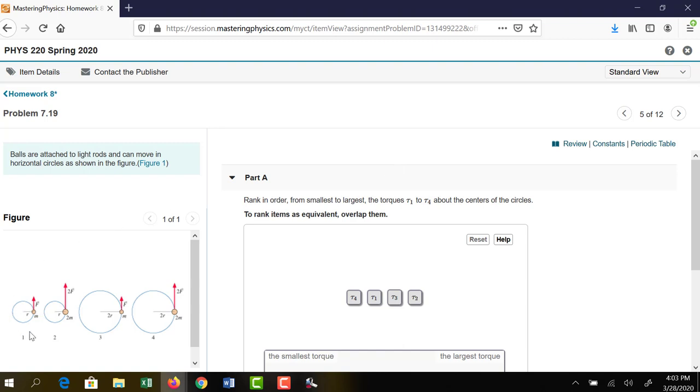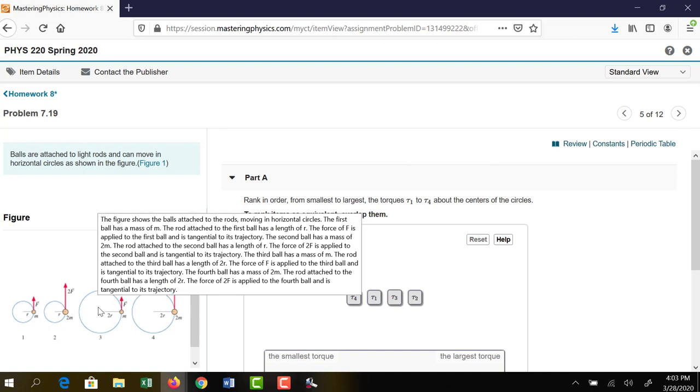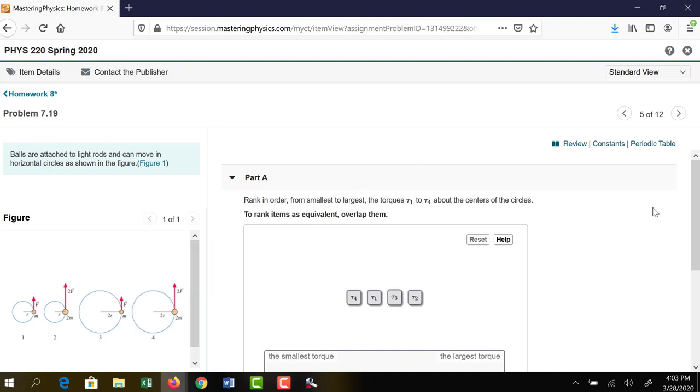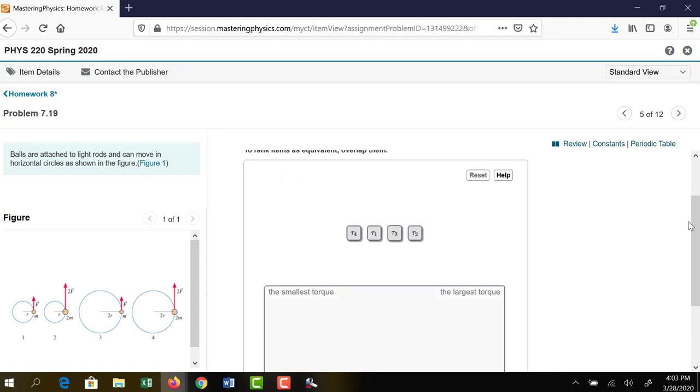So we're basically looking down on these, and we want to rank the torques from smallest to largest. Remember what torque is. It's related to the force, but where is the force actually applied? It's the distance to the pivot point multiplied by the perpendicular part of the force. So you've got to go through and see which one has the biggest torque.